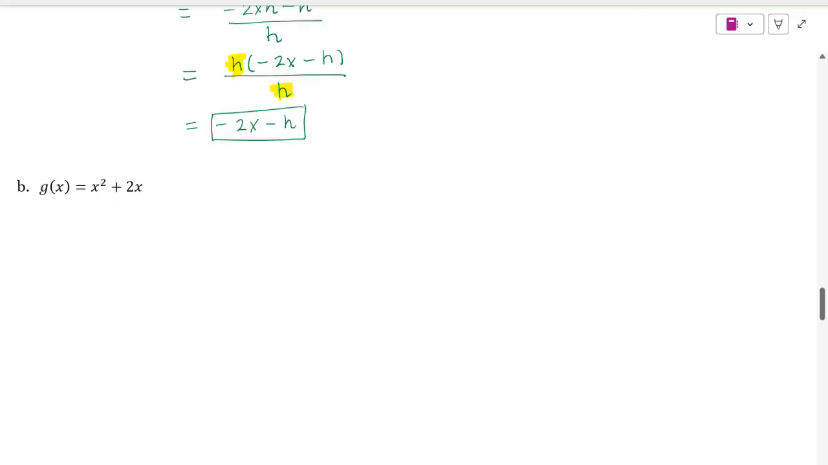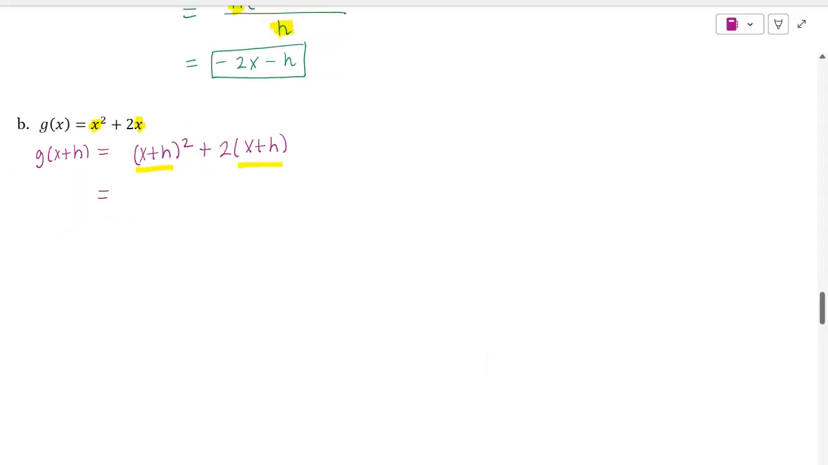We need to calculate first g of x plus h. This one's going to be a little bit more tricky because I've got x in 2 locations. This will be x plus h squared plus 2 times x plus h. Again, anywhere that I have x in the original, I'm instead plugging in x plus h in its place. All right, let's expand this. This will be x squared plus 2xh plus h squared. Distributing the 2, we have plus 2x plus 2h.